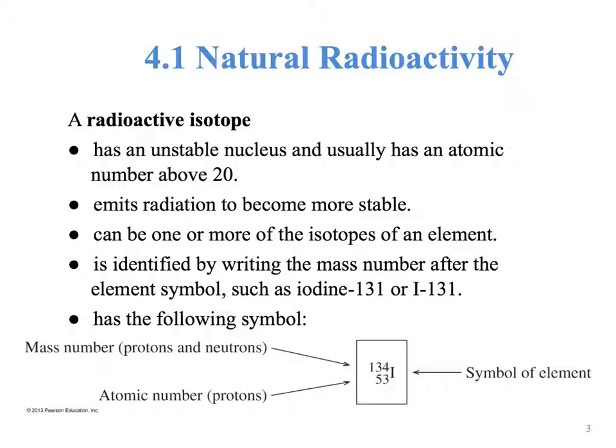These are isotopes that have a very unstable nucleus. Usually, they have more than 20 protons in the nucleus. And what they do, they emit radiation to become more stable. They can emit certain types of radiation, and then they can either become a different isotope or they will become a different atom.